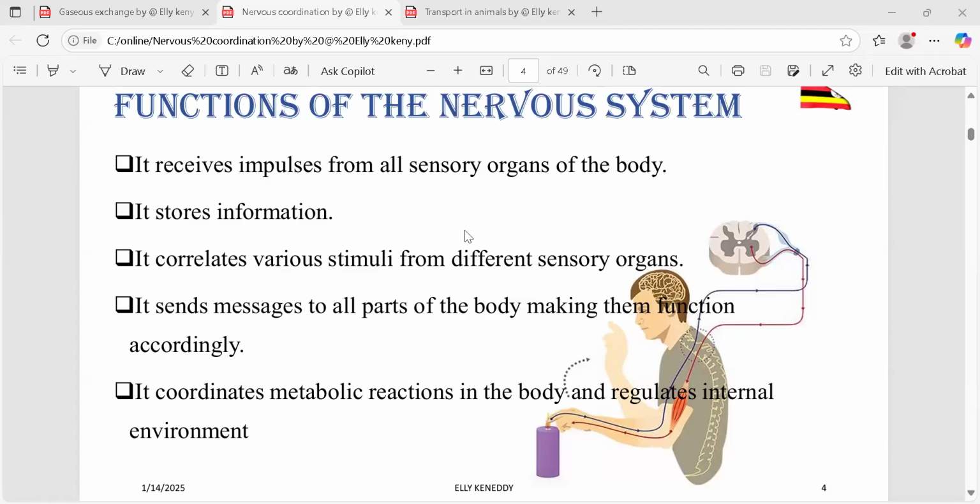So it sends the messages to all parts of the body, making them function accordingly. Just like I said, because you have been told that snakes are dangerous, the moment you see a snake, you'll obviously run away simply because you know that snakes are dangerous. And that happens because of the nervous system. Because the moment it sees the snake, because you know that the snake is very dangerous, it shall all of a sudden give you a lot of energy.